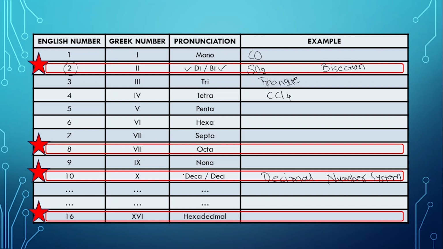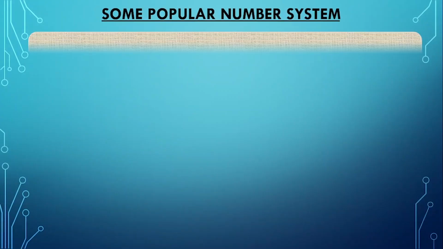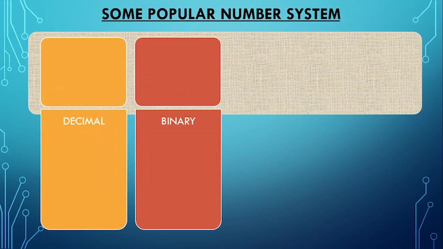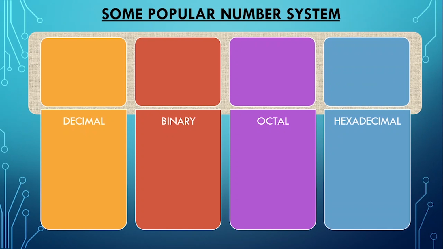Similarly, the decimal number system has a relation with the number 10, and the hexadecimal number system has a relation with the number 16. Now, moving further, as per our discussion, we are going to learn about these 4 most popularly used number systems.